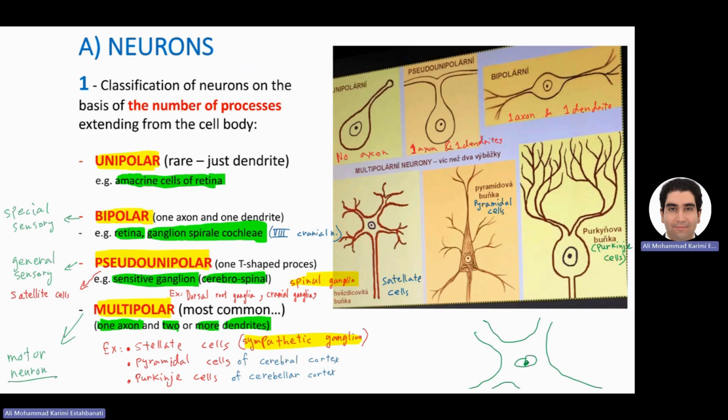So in the cerebral cortex. And multipolar is the most common type of neuron that we can have, and it's a motor neuron. So it's an efferent neuron, okay? So efferent signals go through them.